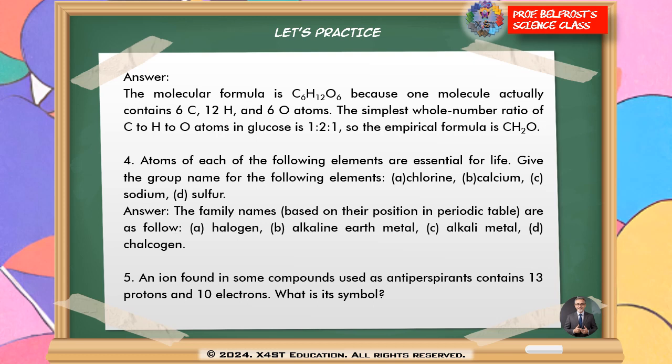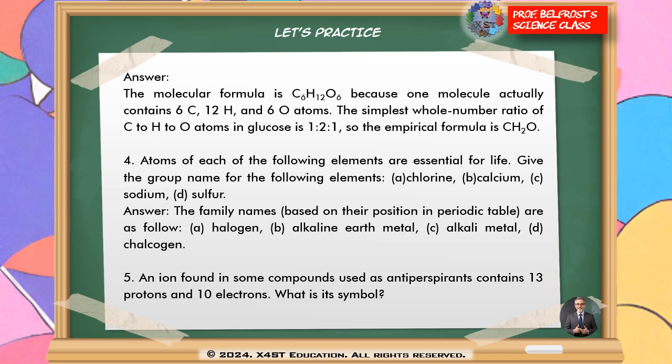Number 4. Atoms of each of the following elements are essential for life. Give the group name for the following elements: chlorine, calcium, sodium, and sulfur. Now check the periodic table that you have printed, and you can easily determine which family each element belongs to. The answer is chlorine belongs to the halogens, calcium belongs to the alkaline earth metals, sodium belongs to the alkali metals, and sulfur belongs to the chalcogens.